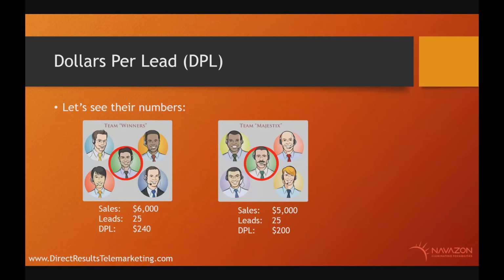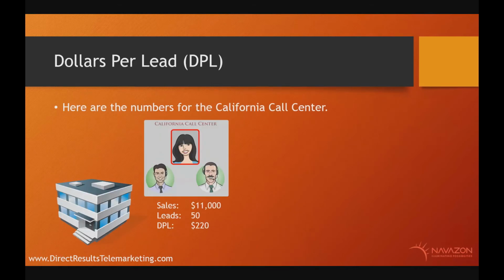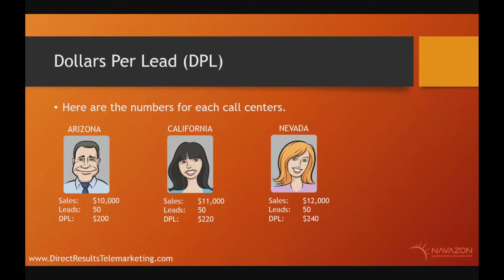Back to our example, the California call center manager is going to look at her numbers and run her reports in Direct Results Telemarketing and see that she's had total sales for the week of $11,000. She was given 50 leads by corporate, so her average dollars per lead for her call center is $220. And as we go up the ladder, we look at the performance of each call center. Our Arizona call center, their total sales was $10,000, and with 50 leads, that gives them a DPL of $200. California call center we already looked at with a DPL of $220.